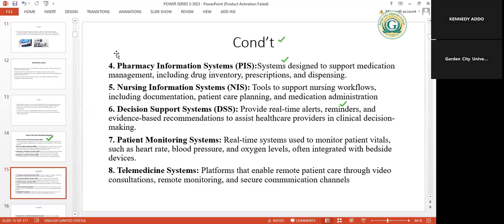Then we go to telemedicine. Telemedicine systems are platforms that enable remote patient care through video consultation, remote monitoring, and secure communication channels. The conversation here is just about telehealth, telemedicine, telenursing, teledentistry, telerobotics. All of them are within the ambit of telehealth.